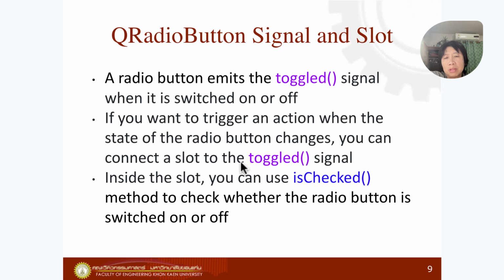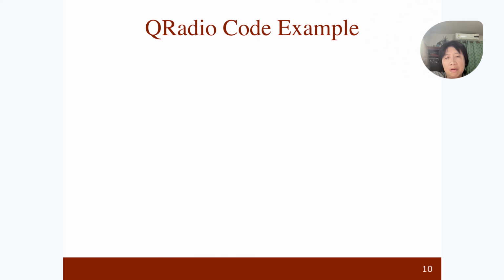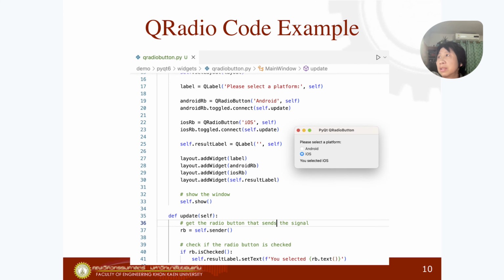So a radio button emits the toggled signal when it's switched on or off. If you want to trigger an action when the state of the radio button changes, you can connect a slot to the toggled signal. Inside the slot, you can use the isChecked method to check whether the radio button is switched on or off. And here is the sample code of QRadioButton.